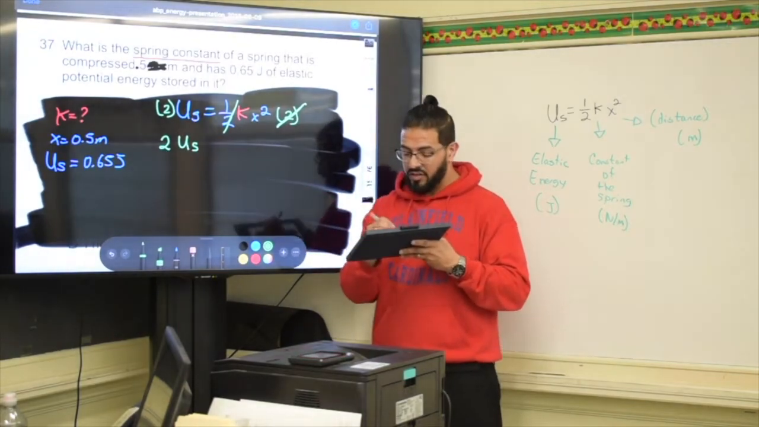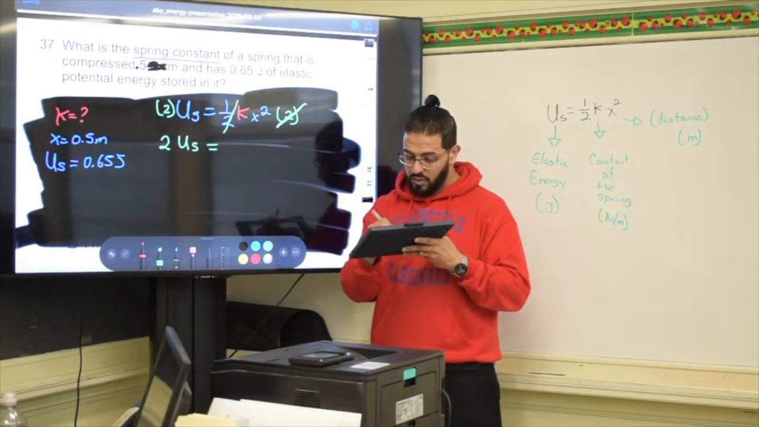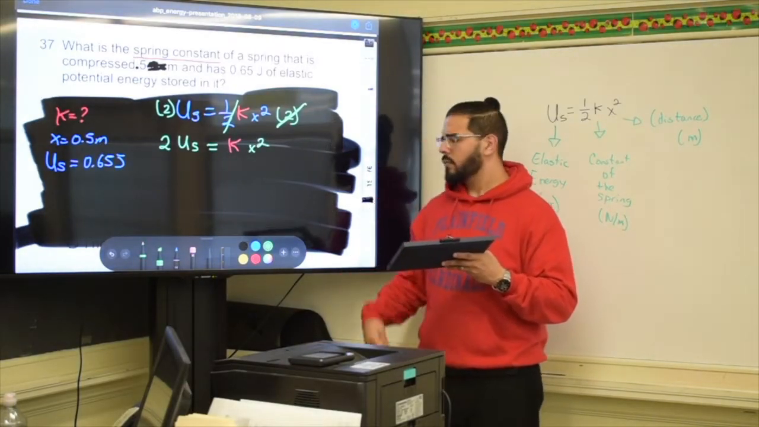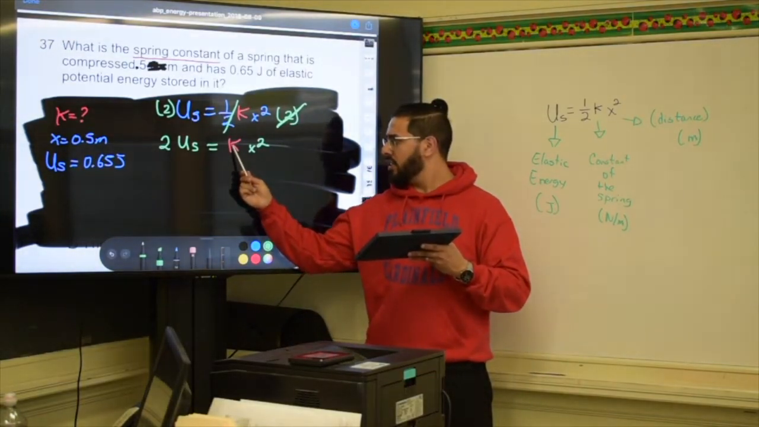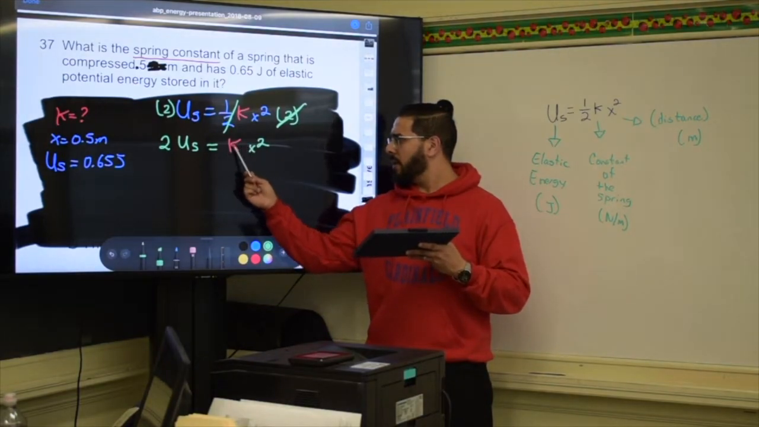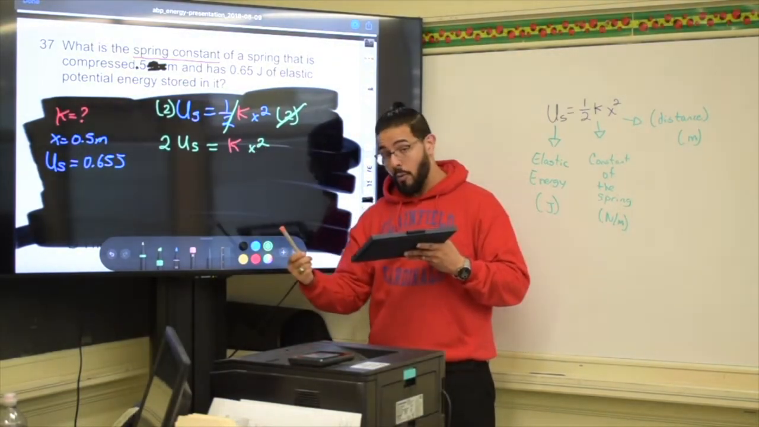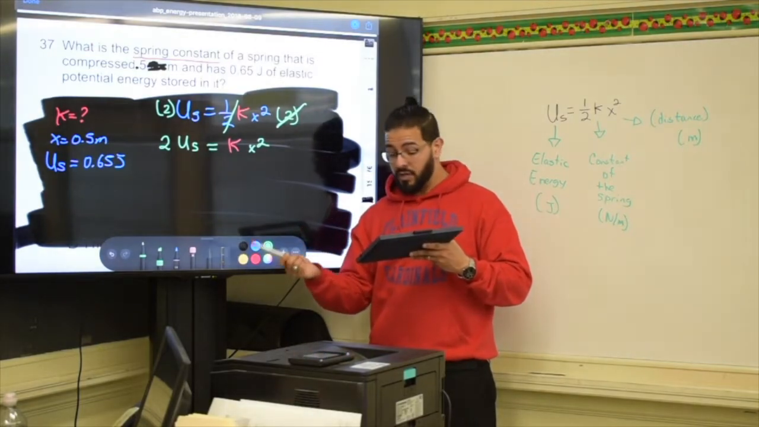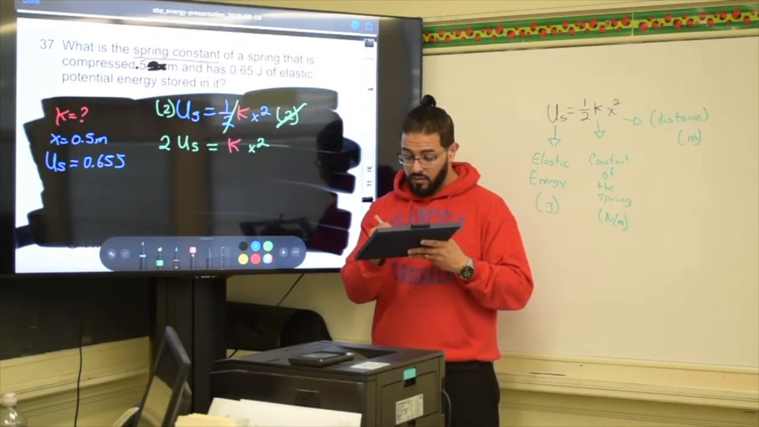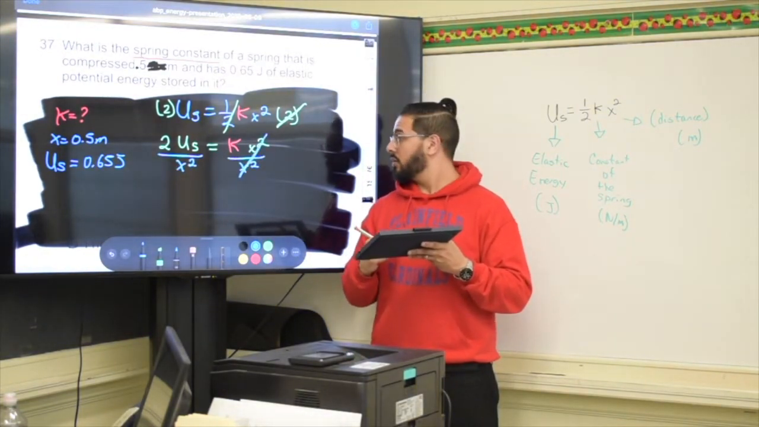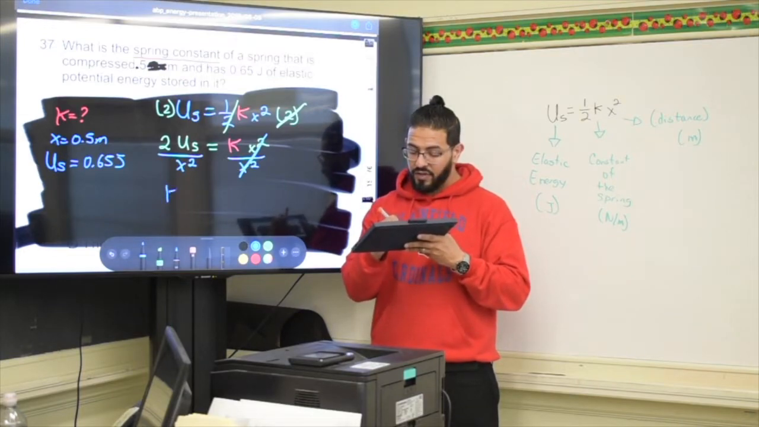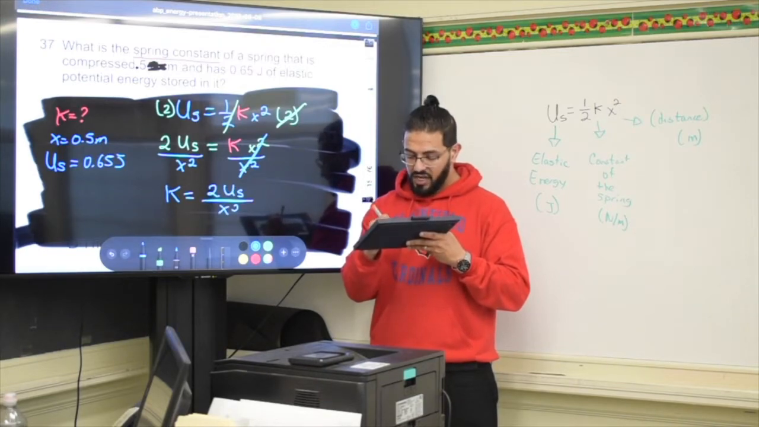2 elastic potential energy equals half K X squared. And we ask the same question again: is this letter alone, yes or no? It's not. These two letters are being multiplied by each other. That means we need to do the opposite. The opposite of multiplication is what? Division. That's why we're going to divide by X squared, and we're going to do it on both sides. We cancel, and now finally we have K is equal to 2 US divided by X squared.